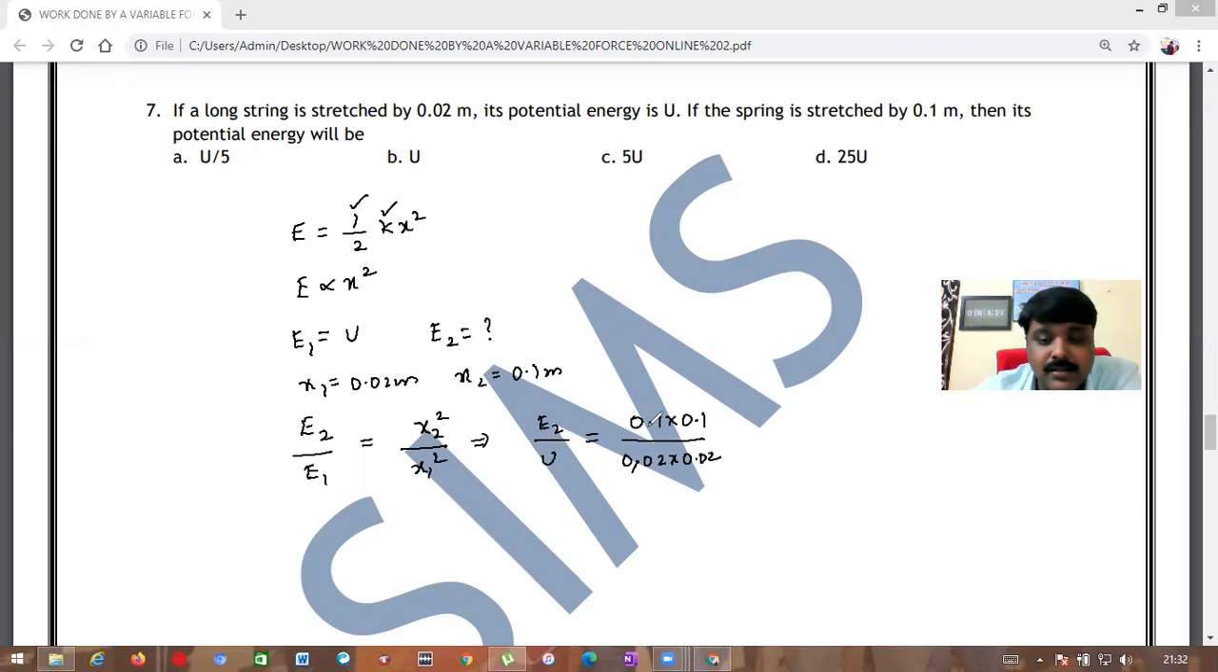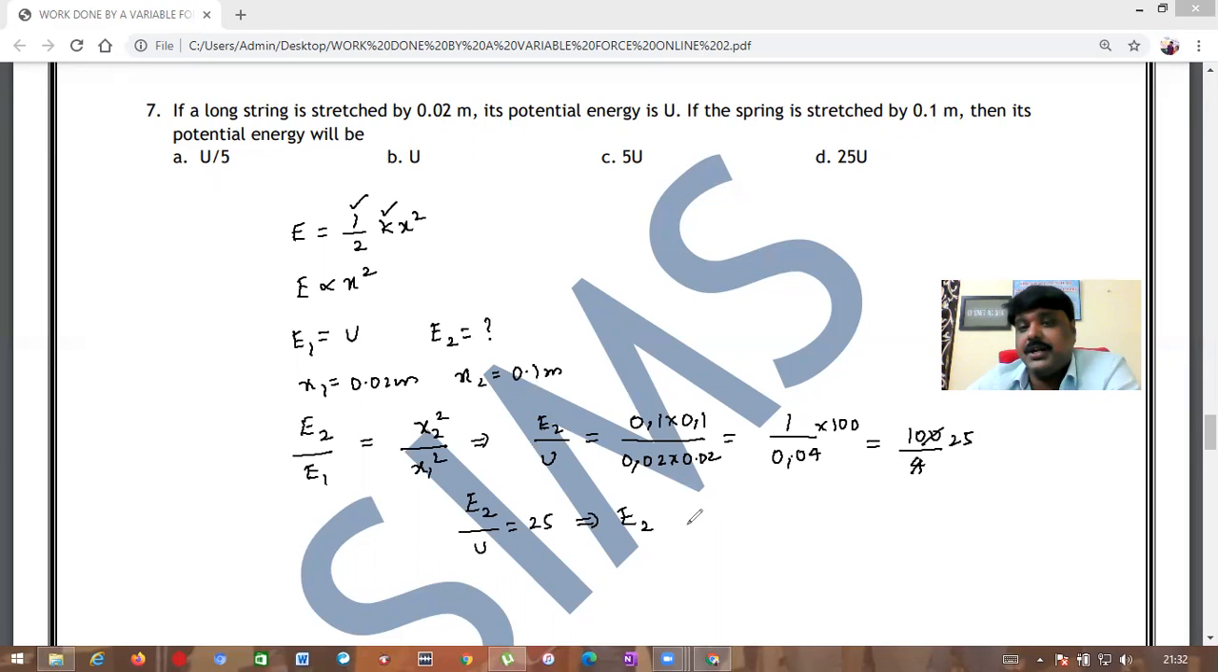Okay, here if you cancel, both the decimals will be gone. Finally, we'll get the value as 1 by 0.04. If we cancel, we can multiply by 100. That means 100 by 4, which is 25. That means we got the value E2 by U equals 25, which implies the final potential energy, or the potential energy when the spring is stretched by 0.1 meter is 25 U. And here is our answer.